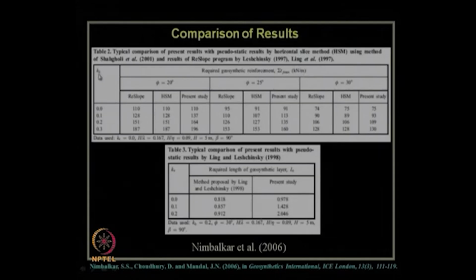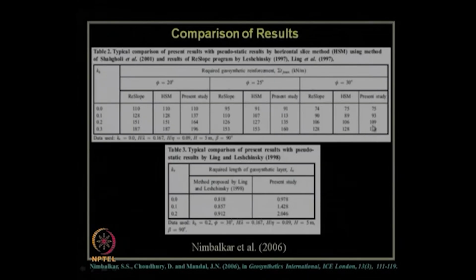You can see the comparison for different input values of KH, what reinforcement strength is required, that is the tensile strength in kilonewton per meter. For our present study, for different soil phi values of 20 degrees, 25 degrees, 30 degrees, you can see how much our present study gives. In most of the cases, our present study at higher values of kh is giving the more critical value of the design. Can you see that?